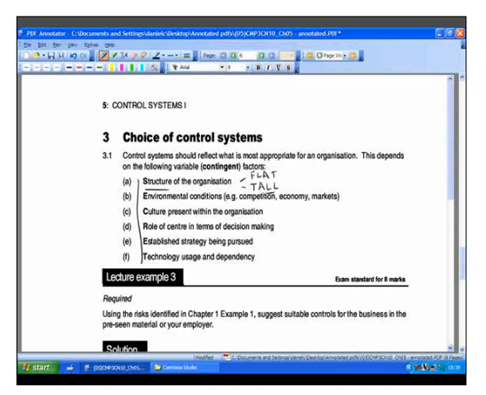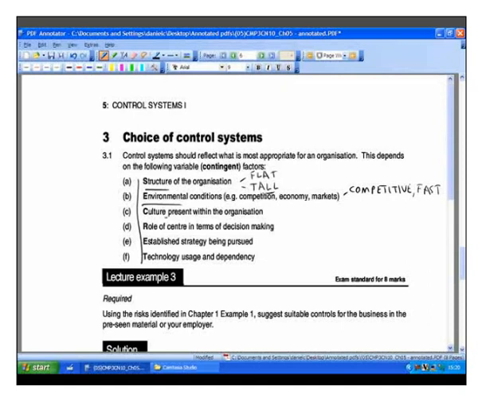You may have to think about the environmental conditions. Is the organisation in a very competitive situation? Is it very fast moving? If so, then they might not want to implement controls that are too rigid and that will constrain their ability to react to changes in the environment.